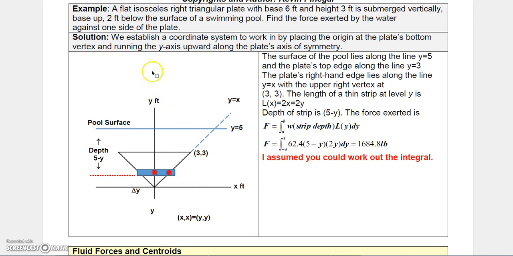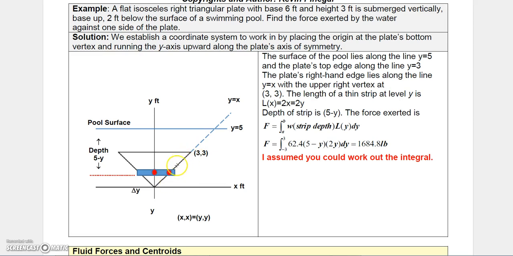Okay, so I've established a coordinate system here. I put this point of the triangle right here at the origin. So this will be the x-axis, and then the y-axis will cut it in half. Now, as I said, the surface of the pool lies along the line y = 5, the plate's top edge along the line y = 3, and the plate's right-hand edge lies along the line y = x.